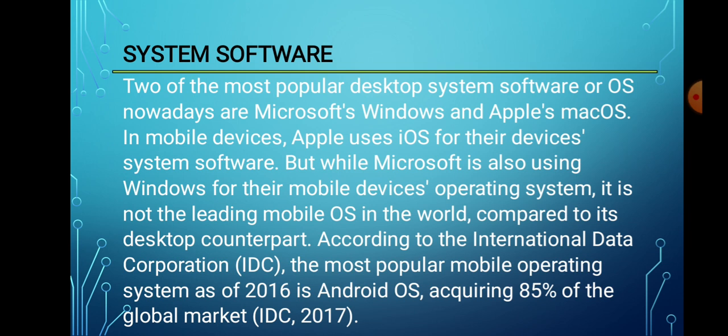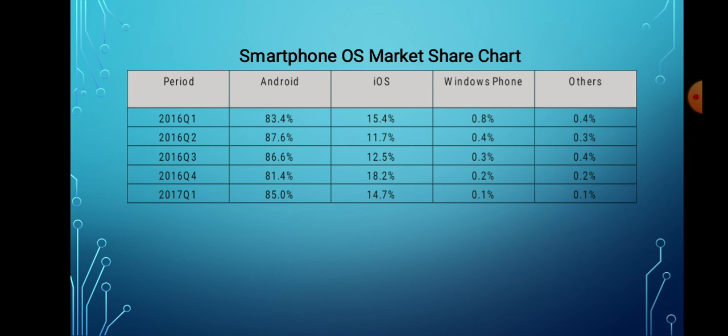According to the International Data Corporation, or IDC, the most popular mobile operating system as of 2016 is Android OS, acquiring 85% of the global market. IDC 2017. This is the smartphone OS market share chart.